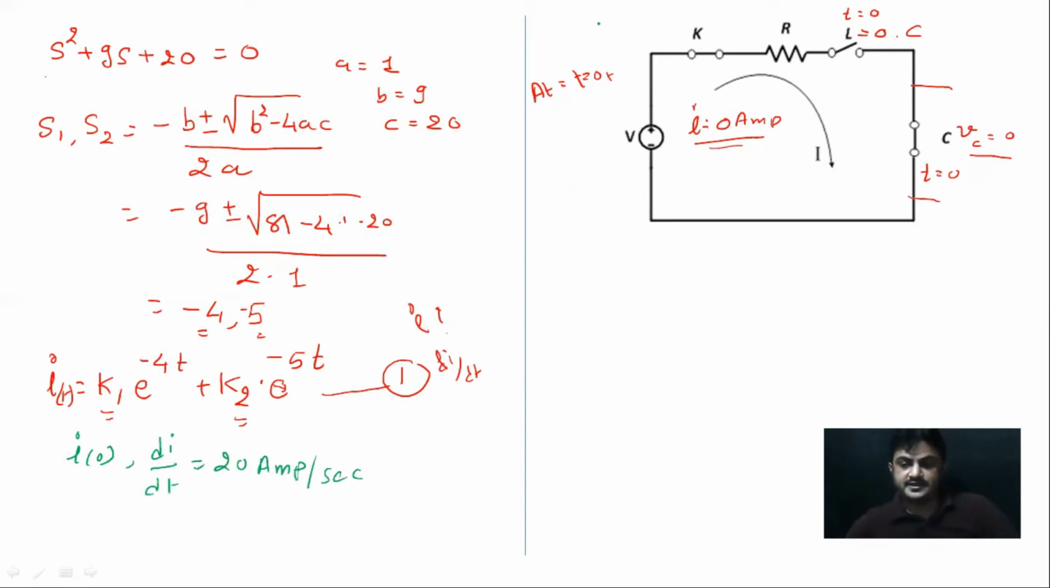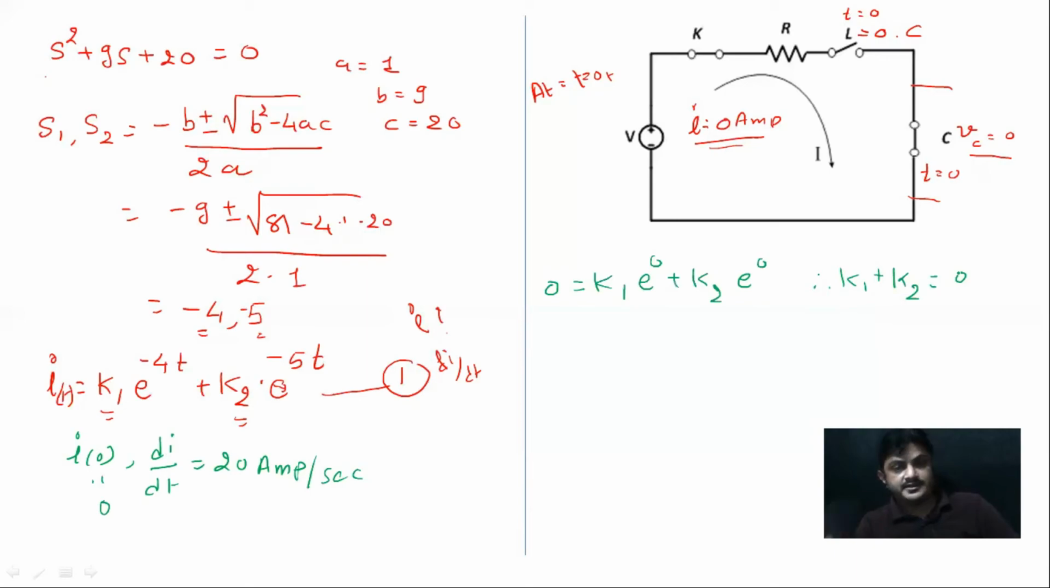So now let us try to calculate our variables. Let me first put the value t equal to 0 in equation number 1. I of 0, at the initial condition we already calculated, is equal to 0. So 0 is equal to k1 e raised to 0 plus k2 into e raised to 0. So I get my first equation: k1 plus k2 is equal to 0.